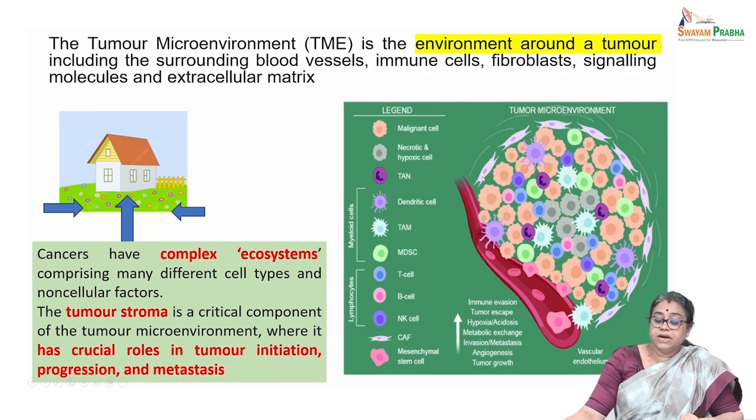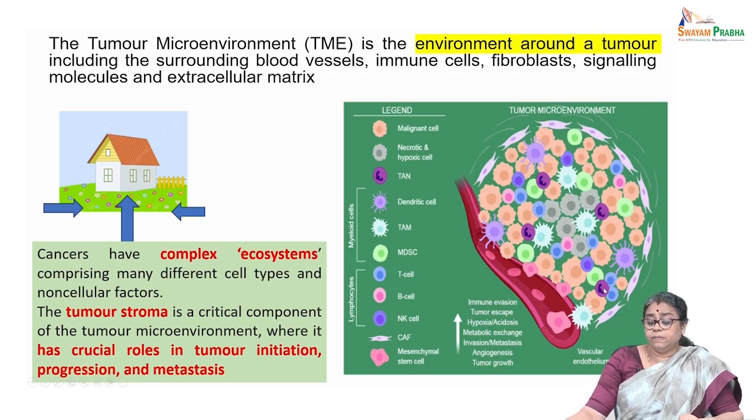And then, in addition to these cells, you have the cancer-associated fibroblasts, the CAFs, and the mesenchymal stem cells, which can leach into the blood circulation. So if you see, a tumor microenvironment comprises all these cells, and there is a lot of interaction happening between the tumor cells and the other non-malignant cells present in this microenvironment. And that is what we are going to be understanding in today's lecture.